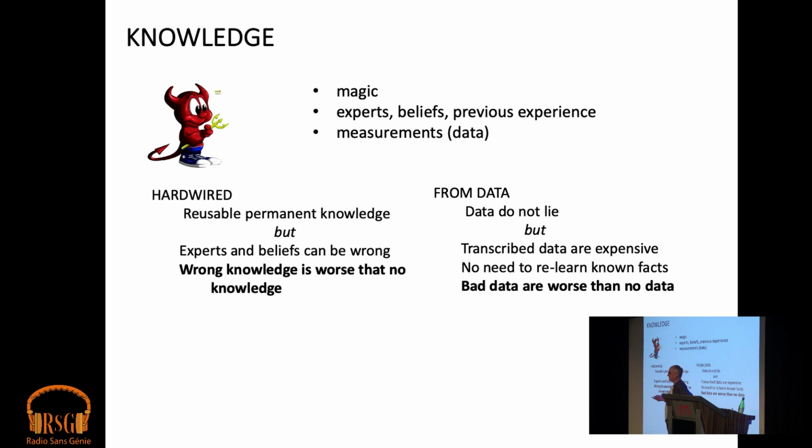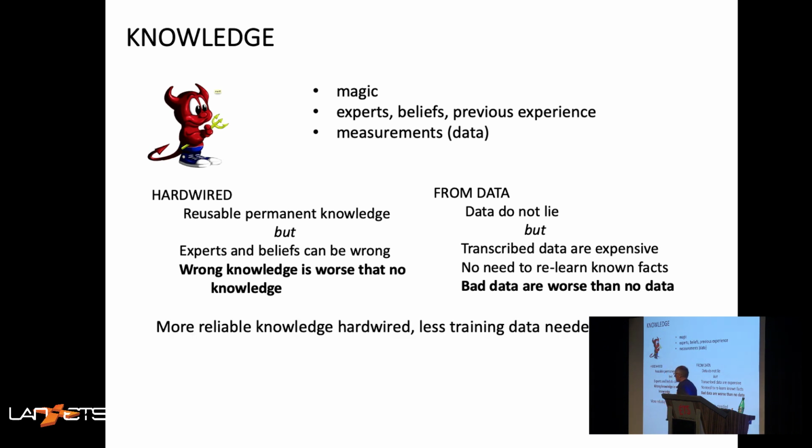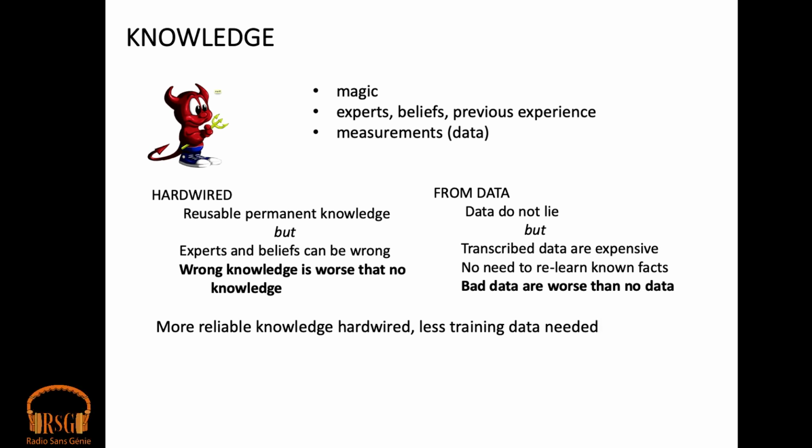Of course, data, you can say, do not lie. But for one, data is expensive. At the same time, you may start thinking, why am I relearning something which I know for sure? Maybe I don't need to do that. Maybe I should hardwire something. And then bad data is not as good as no data at all, because you can also use the bad data. So the more knowledge you hardwire, the less training you will need. That makes some sense, right? So we still are struggling with this dilemma, knowledge built in or knowledge getting from the data. Suppose that we believe in some knowledge which should go into the system.